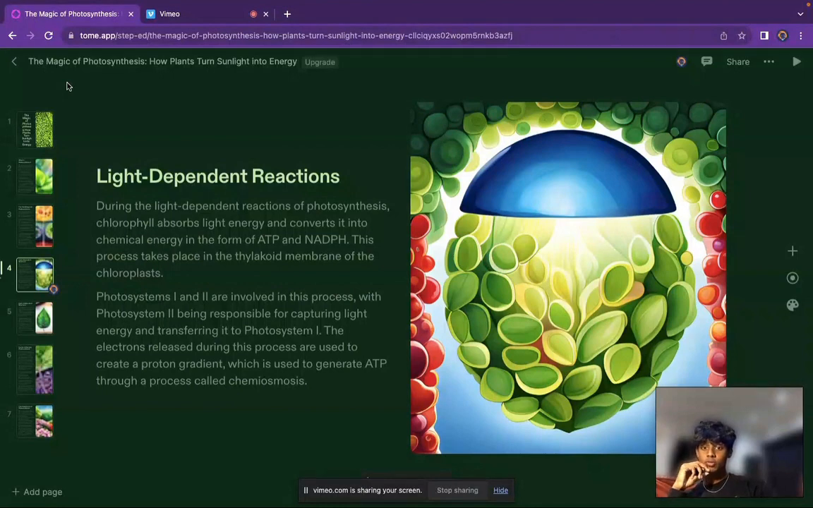Photosystems 1 and 2 are involved in this process, with photosystem 2 being responsible for capturing light energy and transferring it to photosystem 1. The electrons released during this process are used to create a proton gradient, which is used to generate ATP through a process called chemiosmosis.